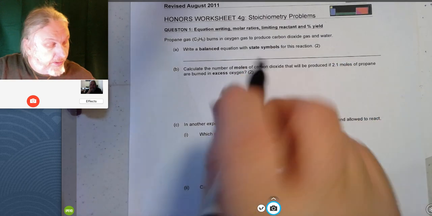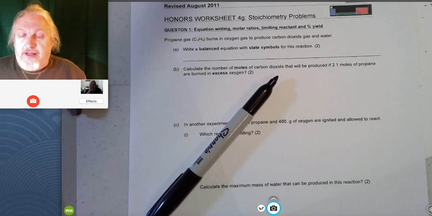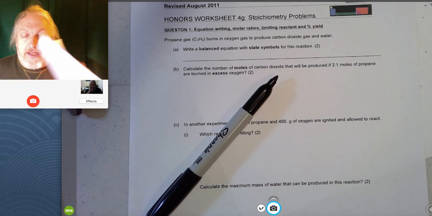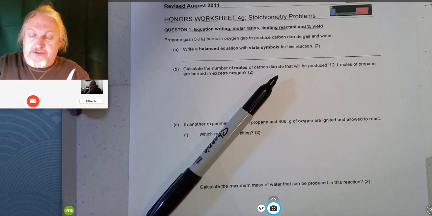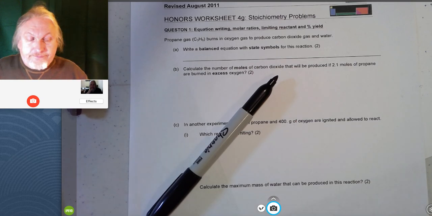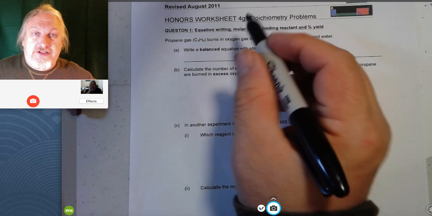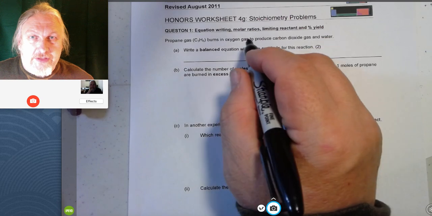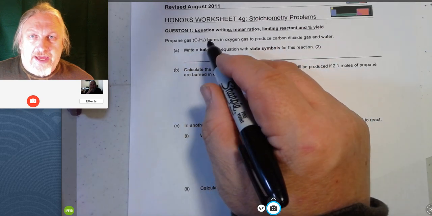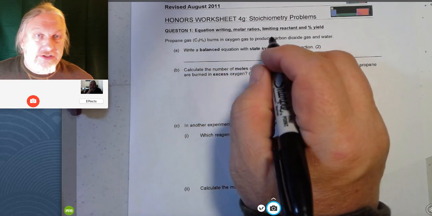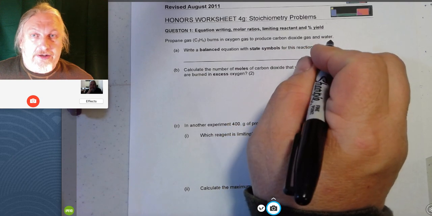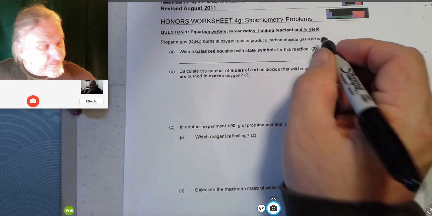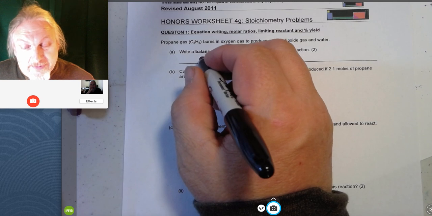So, number one, let's look at the first problem, which I feel very confident that most of you can do without any issues. Get my little periodic table out here. Write a balanced equation for this with state symbols. Remember, that's gas, liquid, aqueous, solid. The reaction is propane gas burns in oxygen gas to produce carbon dioxide gas and water. Water, I would say, is pretty much liquid.